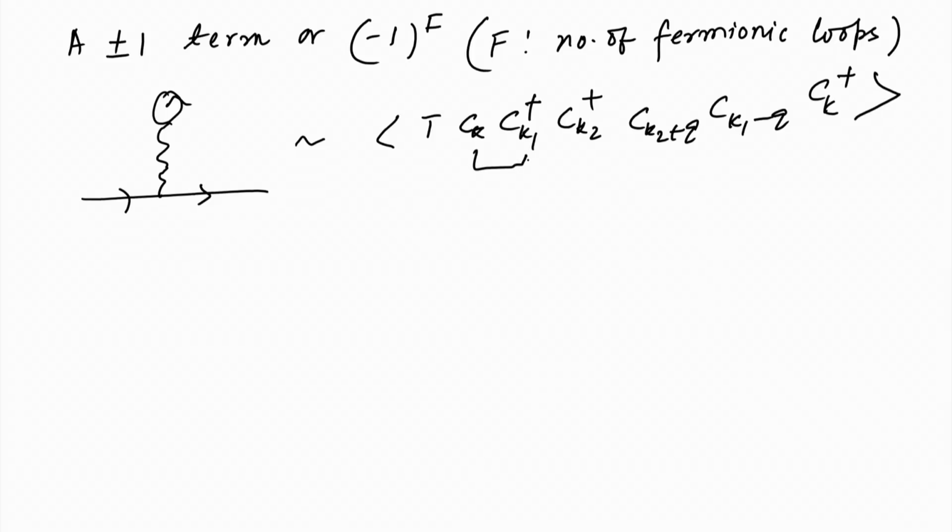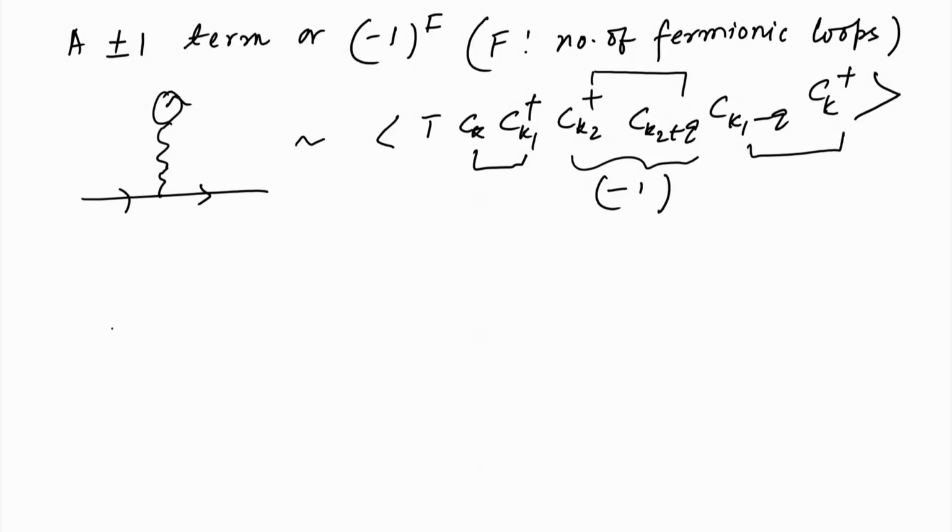There is this, then there is this. So, if we change the order of this, this brings in a minus 1, and then of course, this remains as it is. So, basically this corresponds to delta q equal to 0 and one of the fermionic bubbles. So, we get a minus sign.